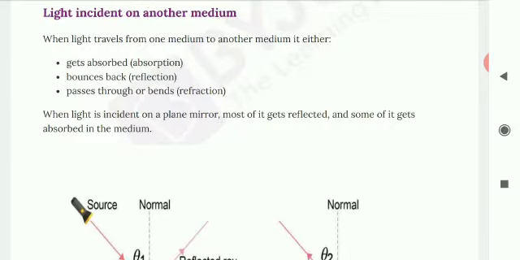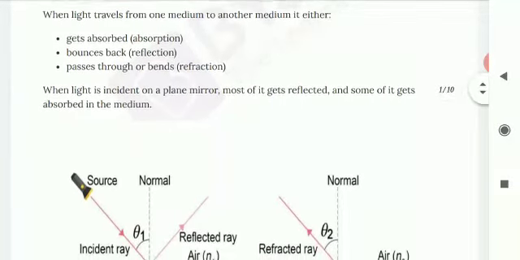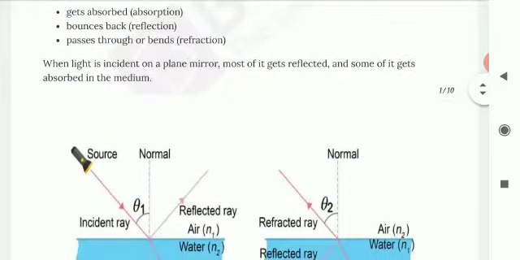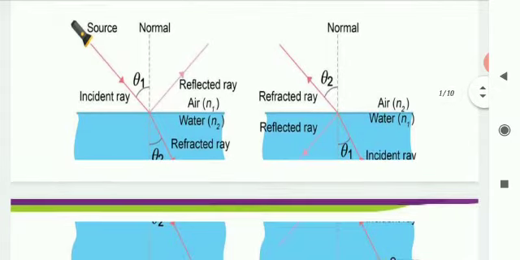When light enters from one medium to another, it gets absorbed. It may bounce back or it may pass through or bend, that is refraction. Students, below you can see a picture. Here light is coming from a torch, that is the source, and entering into the water. The point where the light ray from the torch touches the surface of the water, from there it is bending.